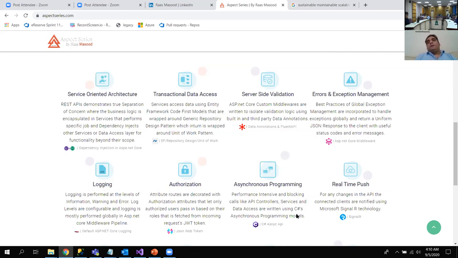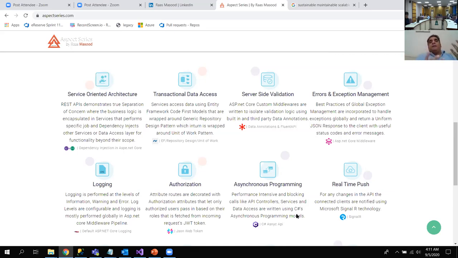So what happens with service-oriented architecture is that we divide the business logic into loosely coupled services. And the theoretical principle which I'm following here is called the single responsibility principle. Every service has one job only. If it has to do something else, which is not part of that particular service, it dependency injects that service from outside. So there is a concept of dependency injection, service-oriented architecture, and loosely coupled architecture.